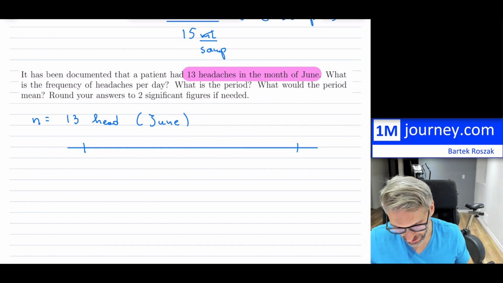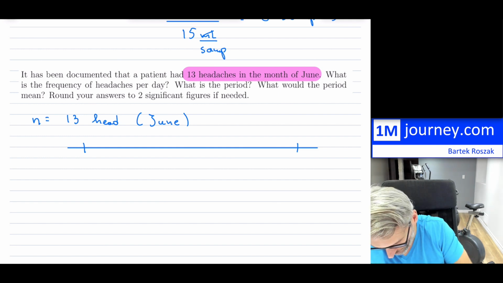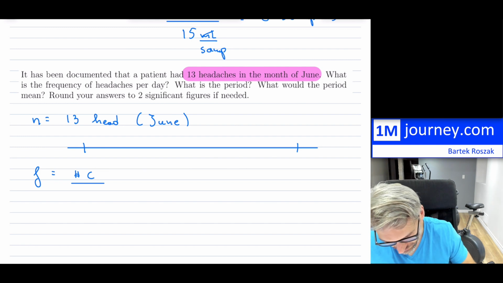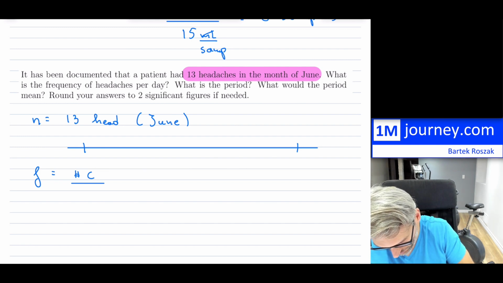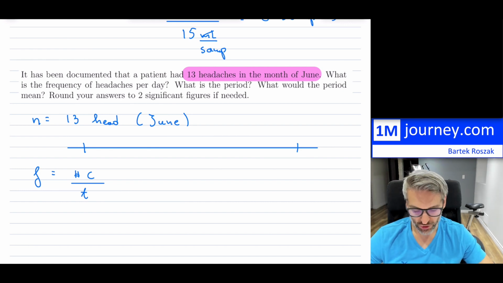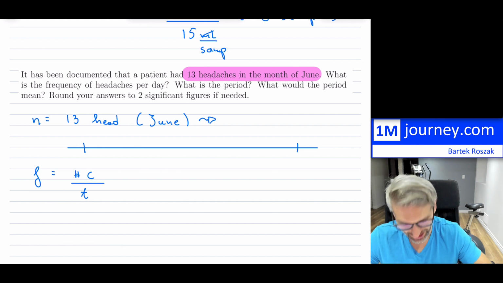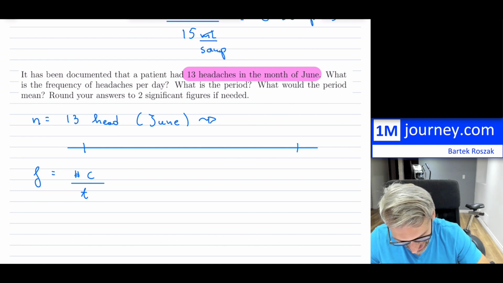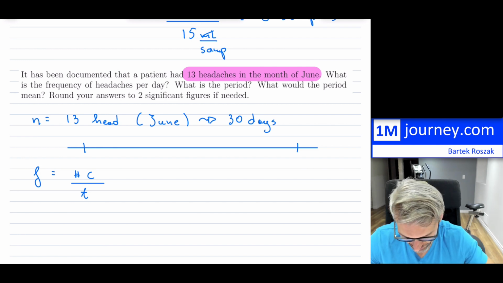What is the frequency of headaches per day? Well, frequency is equal to the number of cycles, the number of repetitions, so you can put that C in there if you wanted to. And then this would be per day, per the unit of time. Now, T: how many days does June have? So you're going to have to go back and think how many days. June has 30 days, so you can double check that for yourself.